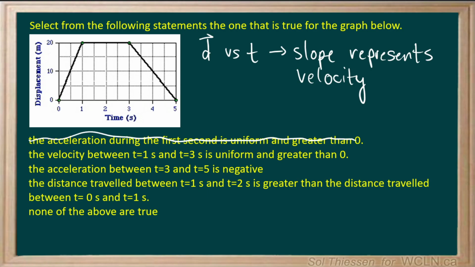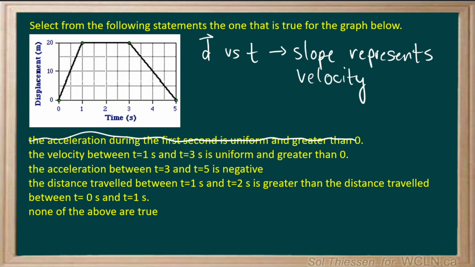Next, we have the velocity between t equals 1 seconds and t equals 3 seconds is uniform and greater than 0. So that's referring to this part of the graph. As you can see, the slope of the line is constant, meaning that the velocity is constant. However, the slope of the line is also 0, meaning that the velocity is 0, or in other words, the object is at rest 20 meters from its original location.